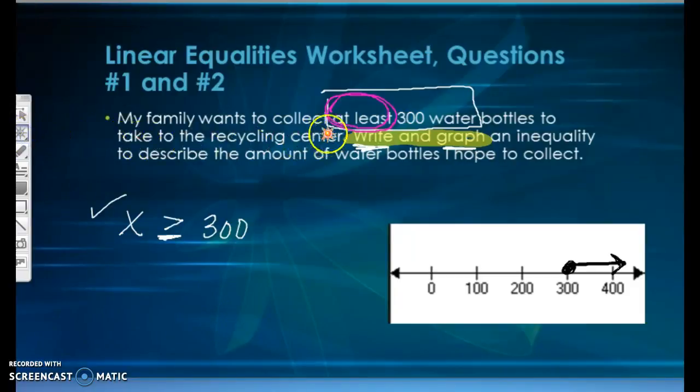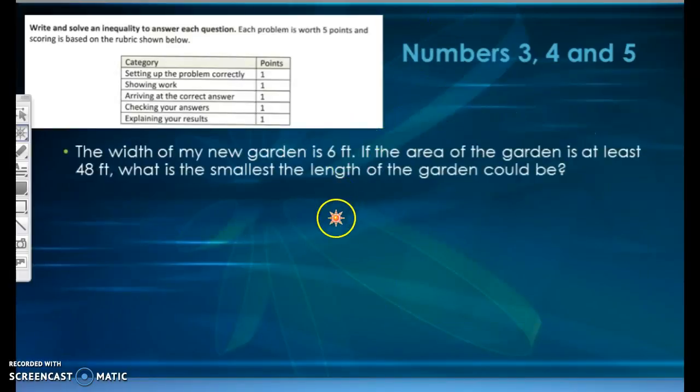Make sure you read your worksheet carefully. You're paying attention to the numbers that they give you. You're writing and you're graphing. So there are really 2 answers to these problems, writing and graphing. Okay, and you need to pay attention to those keywords they're giving you, like at least. Okay? Next is numbers 3, 4, and 5.